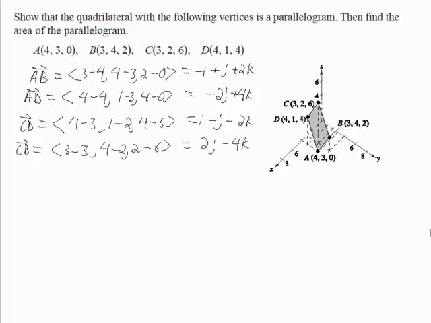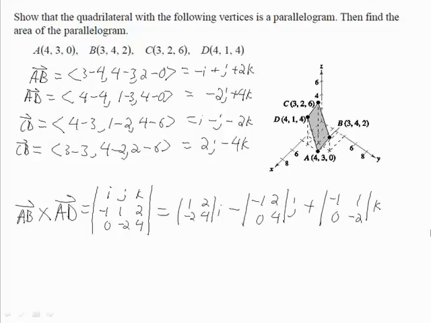Moreover, because the cross product of the vector AB and the vector AD is equal to the determinant with rows i, j, k; negative 1, 1, 2; and 0, negative 2, 4, which is equal to the cofactor expansion: the determinant of 1, 2, negative 2, 4 times i, minus the determinant of negative 1, 2, 0, 4 times j, plus the determinant of negative 1, 1, 0, negative 2 times k, which is equal to the quantity 4 plus 4 times i, minus the quantity negative 4 minus 0 j, plus the quantity 2 minus 0 k, which is equal to 8i plus 4j plus 2k.